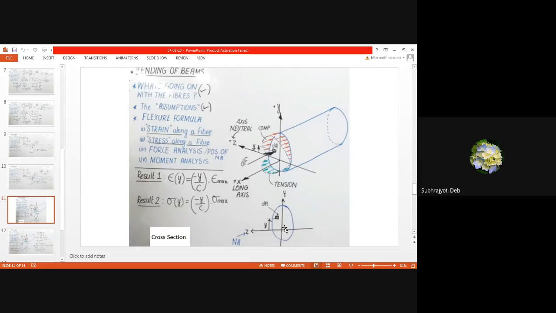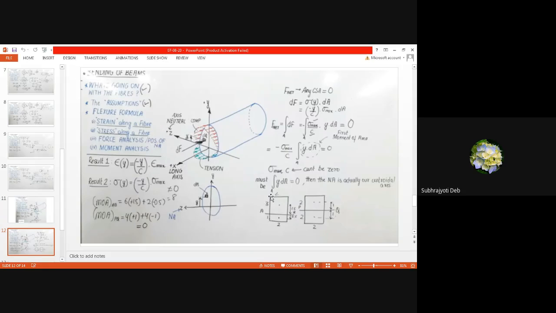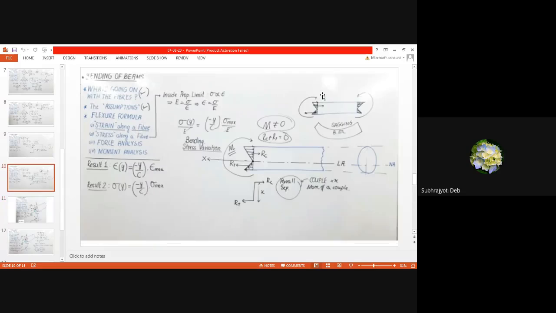This is a cross section, and now see this dA. What will be the net force? Here I have written F net. The net force at any cross section is equal to 0. We already derived this: the resultant of compression plus the resultant of tension is equal to 0. The summation of all the forces is equal to 0, but the moment is not 0.